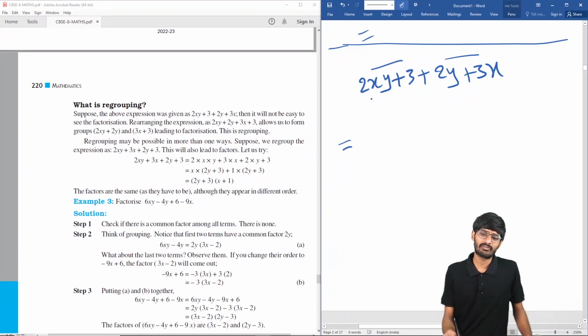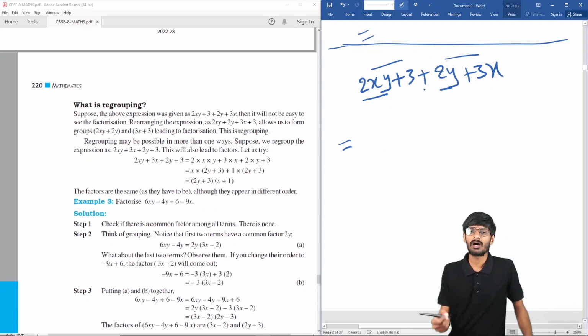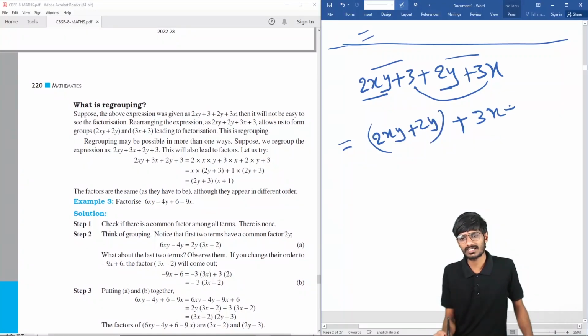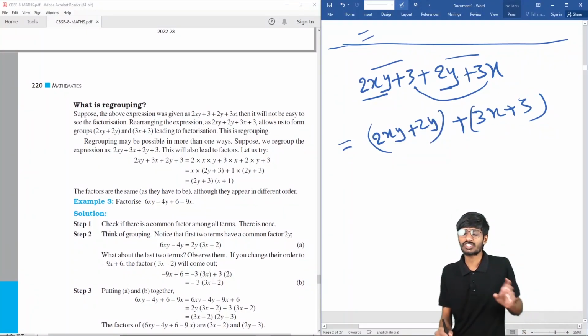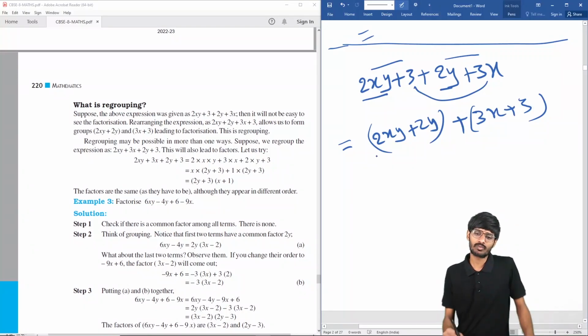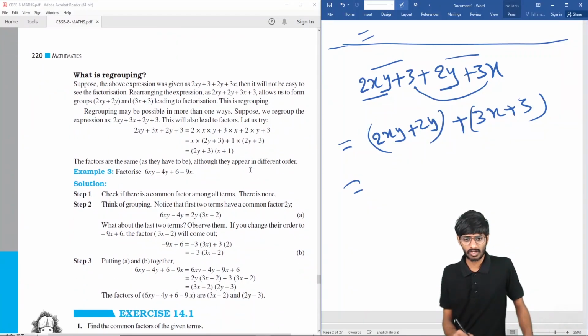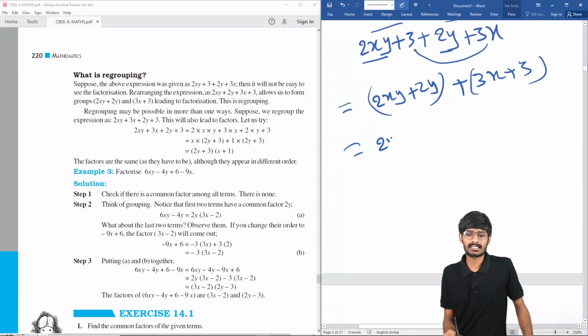So if you observe the 2xy and the 2y, in both these terms there are common factors. That's why you can group these two terms as a single term, that is 2xy plus 2y. We are making it one group. And in what is left, 3x plus 3, there are also common factors, so it is another group. Like that we are shifting the positions and it is called regrouping. If you do the task like that, you can move further in a simple process.